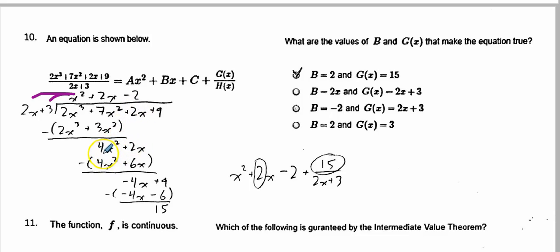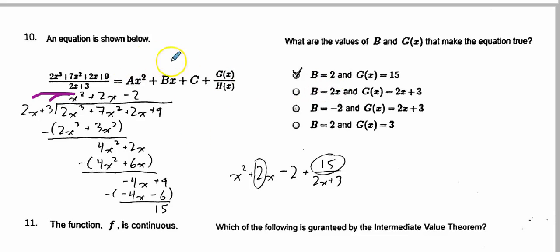Bring the next number down and repeat the process. First thing on the inside divided by the first thing on the outside. In this case, that gave me 2x, but I multiplied it by both terms out front. I subtracted, brought the next number down, and repeated it one last time. Negative 4x divided by 2x is -2, but multiply it by everything out front, and then subtract those numbers. So 9 minus -6 was 15.